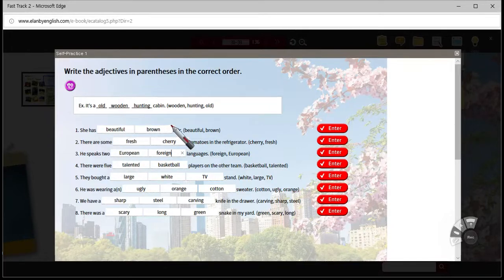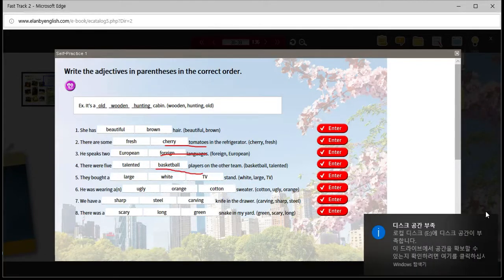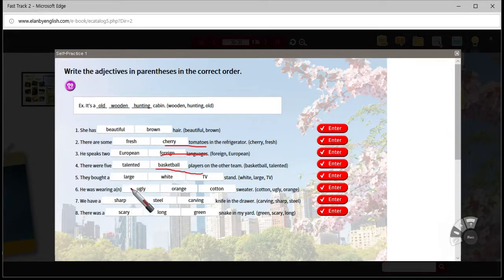She has beautiful brown hair. There are some fresh cherry tomatoes. Again, cherry tomatoes, to me, that would be one thing, just like foreign languages would maybe be one word. Or basketball players. There were 5 talented basketball players on the other team. All right, and a TV stand to me is one piece of furniture, and of course the size would come before the color. A bit of a hint here.